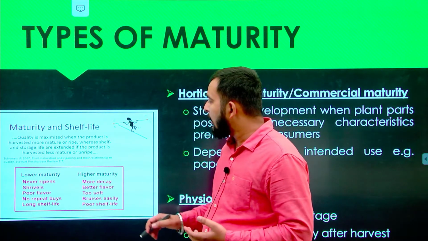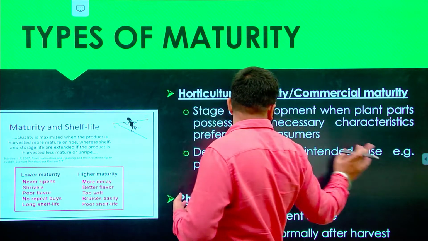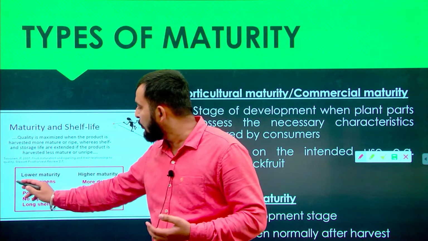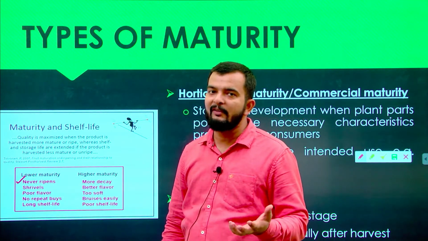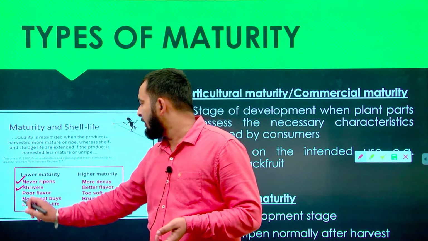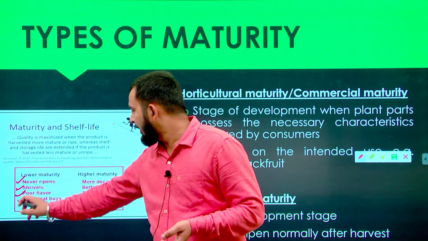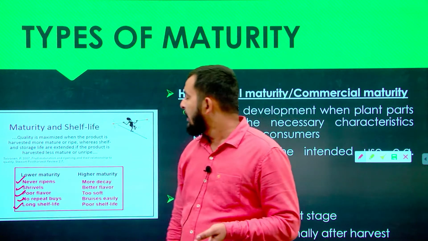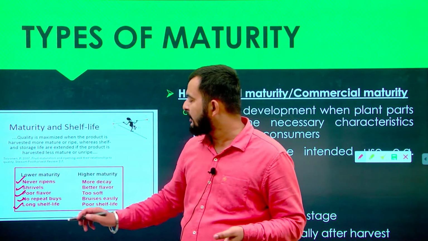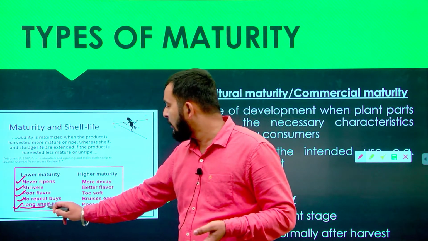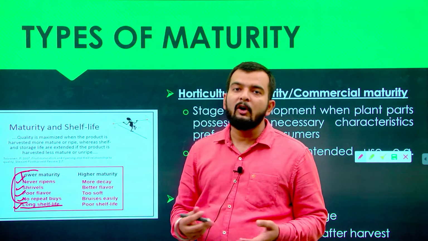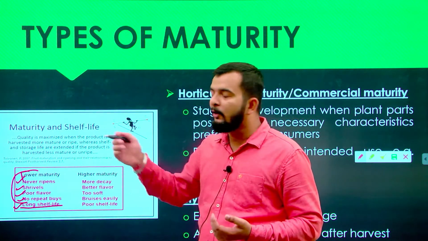Okay. Now if you harvest the fruit at a very low maturity stage, what will happen? The fruit may never ripen, because those enzymes which are required for ripening have not been developed. Then it may shrivel, it will give you a poor flavor and the customer will not buy it again, though it might have a longer shelf life. All these factors will not motivate you to harvest at a lower maturity phase.